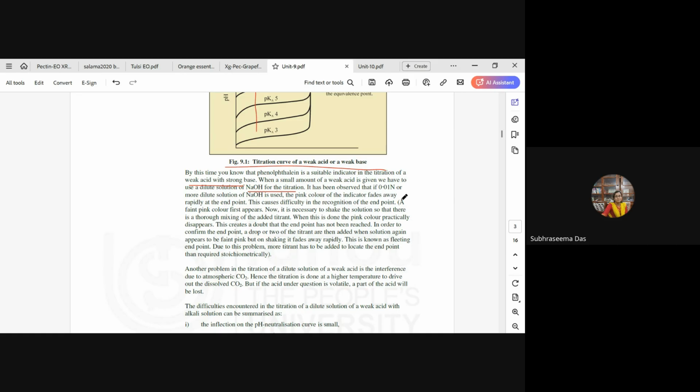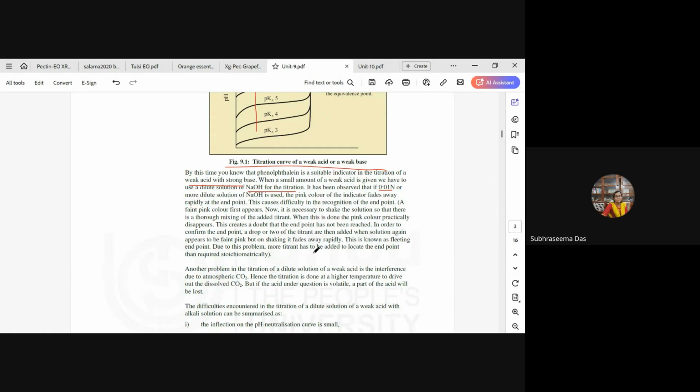It has been observed that for 0.01 normal or more dilute solution of NaOH, the pink color of phenolphthalein fades away rapidly at the end point. Because it fades away rapidly, there is difficulty in identifying the endpoint. When the pink color appears and then disappears, it is necessary to shake the solution so that there is thorough mixing.